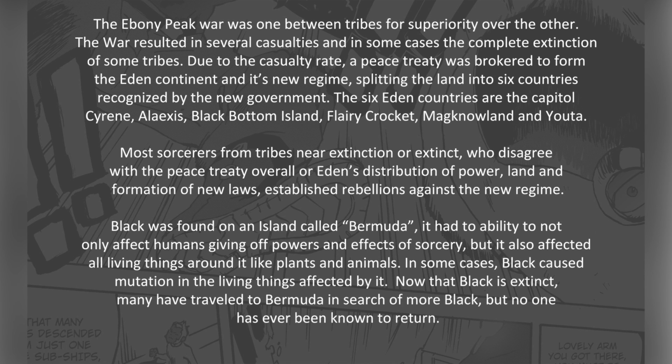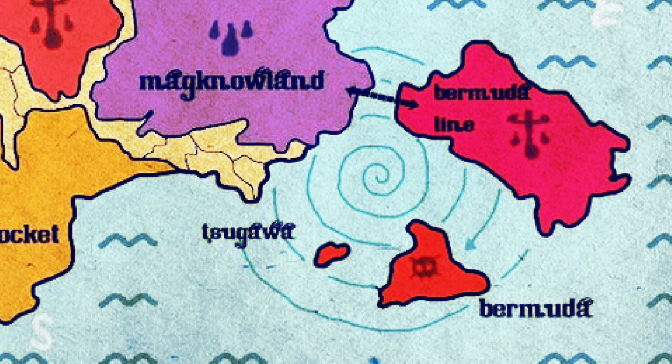Black was found on an island, Bermuda, and had the ability not only to affect humans, giving off powers and effects of sorcery, but it also affected all living things around it, like plants and animals, and in some cases, black caused mutation in living things affected by it. Now that black is extinct, many have traveled to Bermuda in search of more black, but no one has ever been known to return. Like I said in the What is Apple Black Manga About video, black is such a valuable item, and you have people doing anything to get it, even if it means going to places where they're almost guaranteed to never return.